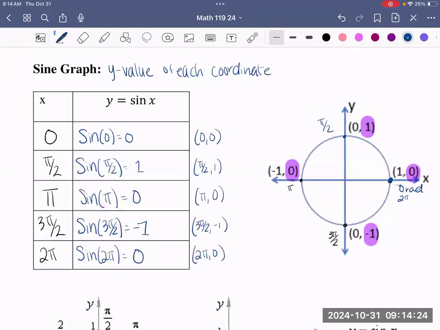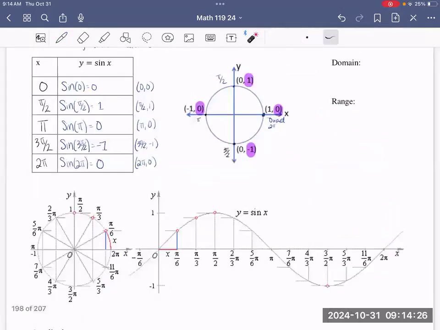So let's go ahead and put that onto this graph here, and we'll see that similarly. So here at 0, 0, we got this coordinate. Then at pi over 2, right, pi over 2, we should be all the way up here at 1.